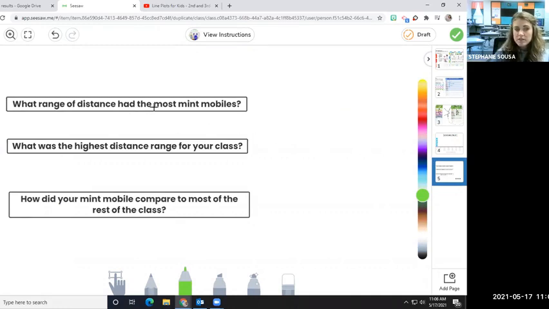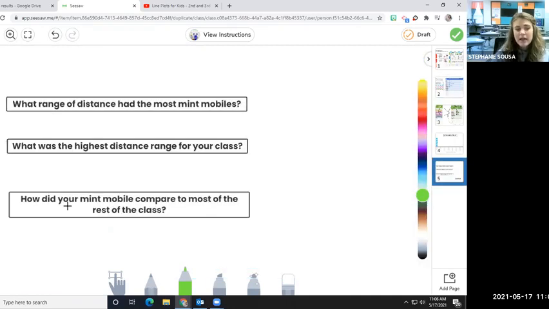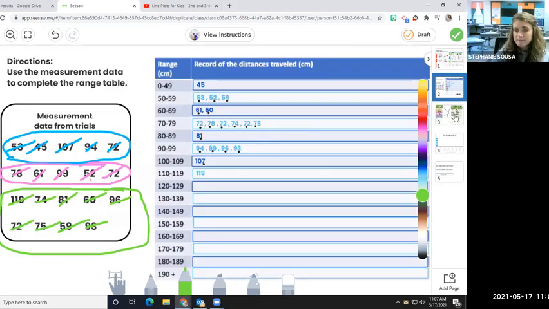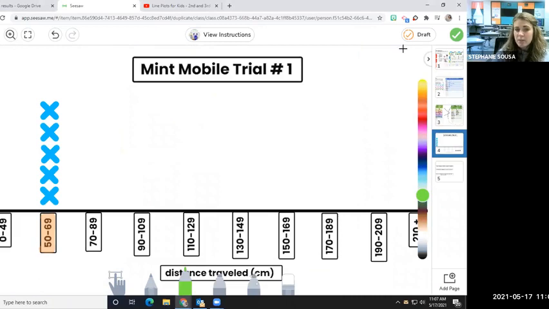What range distance had the most Mintmobiles? If you've been paying attention, you know that. What was the highest distance range for your class? If you've been paying attention, you know that. And how did your Mintmobile compare to the rest of the class? Think about your range and how you've done so far, and how you are doing compared with the data that you see. Okay? What questions can I answer about what you're going to do today?